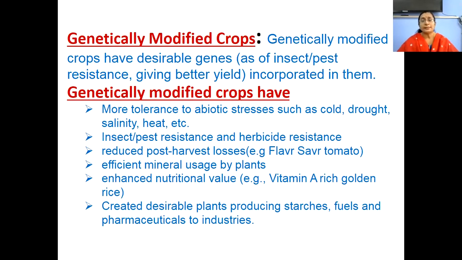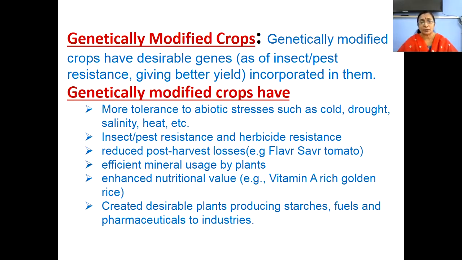So what is a genetically modified crop? A genetically modified crop is one in which we have inserted desirable genes from other organisms to give it a better yield. Generally, how they are useful we will see. Genetically modified crops will be mostly tolerant to abiotic stresses such as cold, drought, salinity, heat, etc. They will show insect or pest resistance and also herbicide resistance.